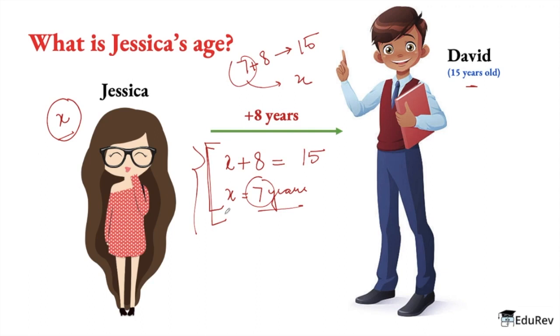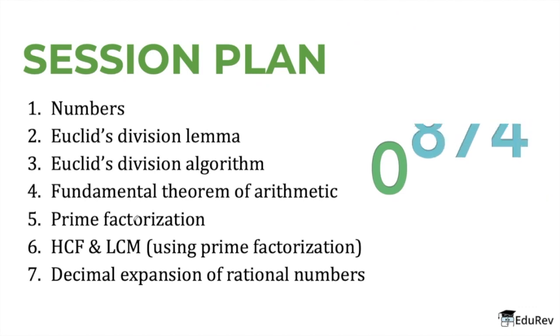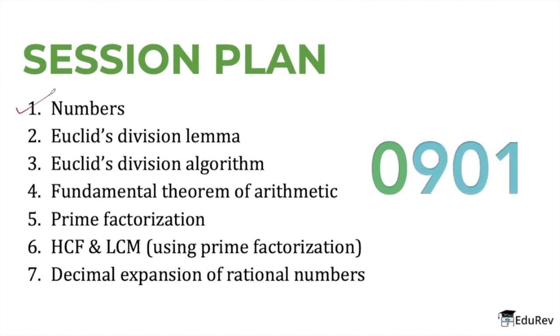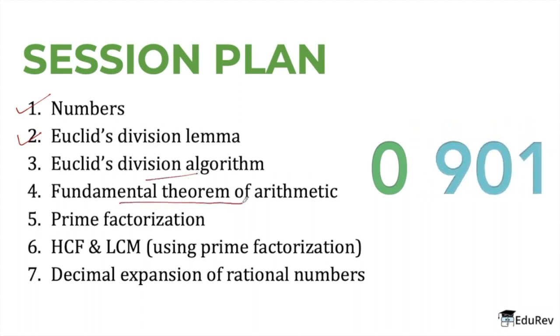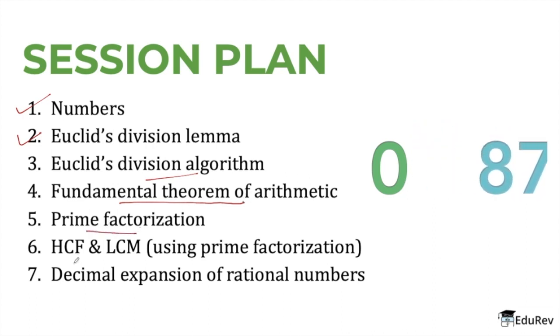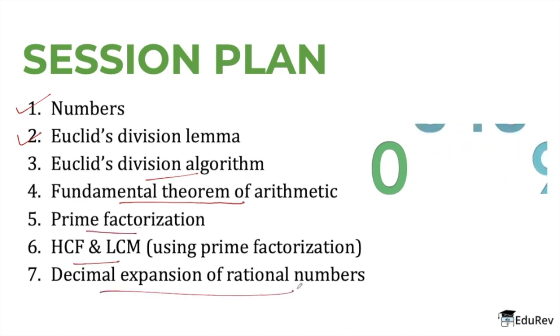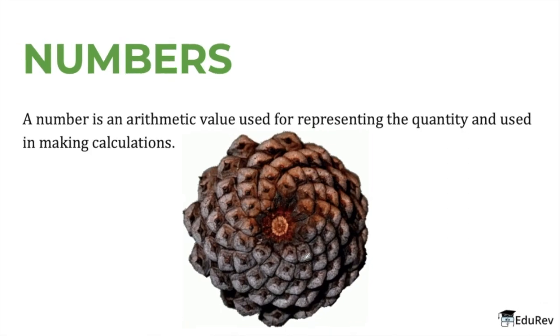So as we now know what numbers are and why they are important, let's see what all we are going to study in this chapter. In this chapter, we are going to study about numbers, Euclid's division lemma, the division algorithm, and also the fundamental theorem of arithmetic. Then we'll move forward to prime factorization, HCF and LCM, and finally the decimal expansion of rational numbers. So let's begin. First of all, let's define numbers.